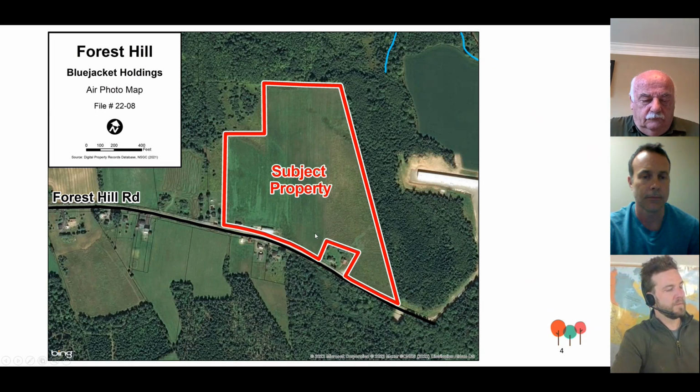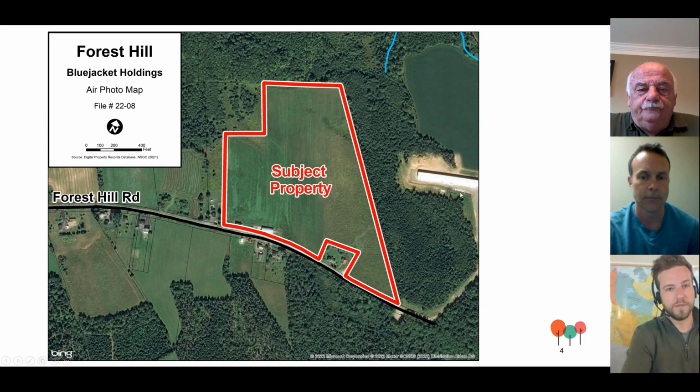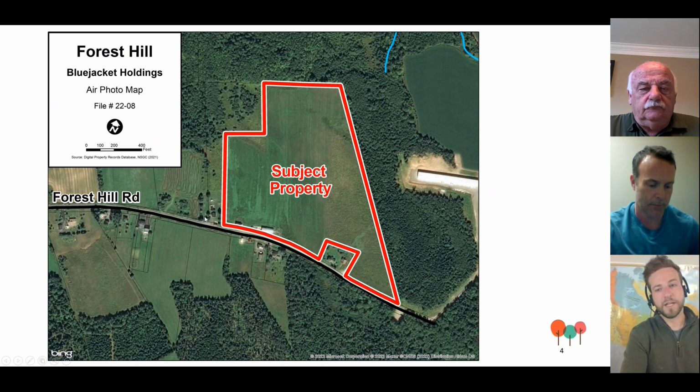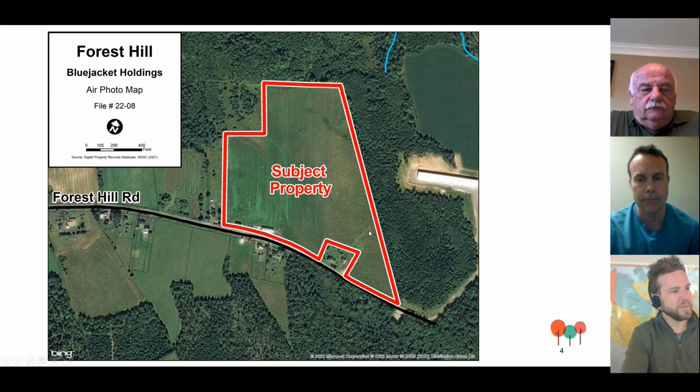This is a map of the property. And it's a fairly large property, cleared mostly, buffered fairly well on the north and east by forest. And then to the west, there's a variety of rural residential uses, some agriculture, some forested areas. And the subject property wraps around an existing residential dwelling here. And so we'll see some buffering that considers that in just a moment.